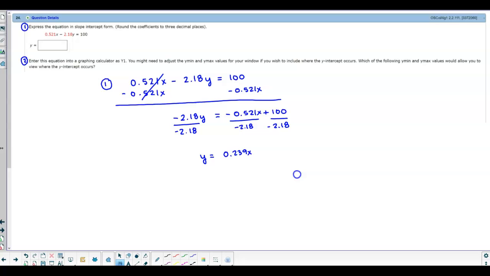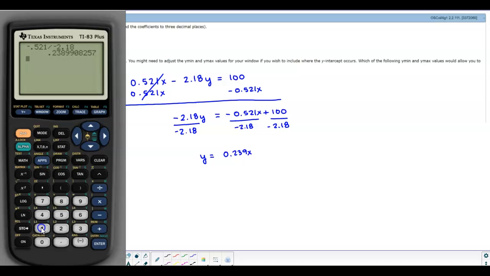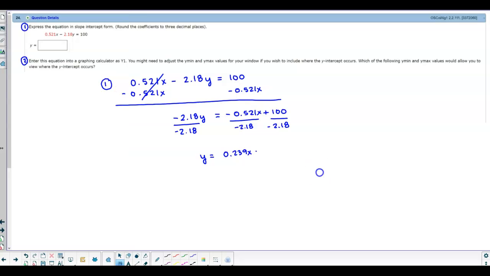And then we're going to take 100 and we're going to divide that by negative 2.18. And that gives us negative 45.872. So minus 45.872.